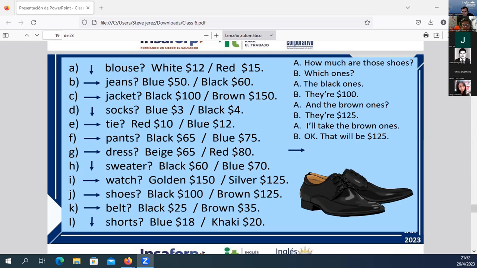Okay, regarding the cost, teacher, when it's singular, it is. How much is this blouse? It's $12. Which one? The white one, it's $12. And the red one, it's $15. How much are those jeans? Which ones? The blue ones. They are $50. And the black ones, they are $60. Okay. Does that answer your question?